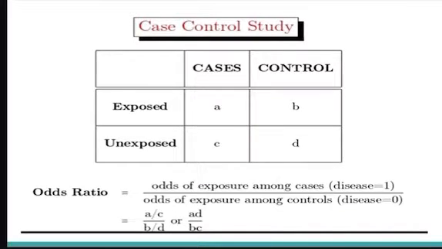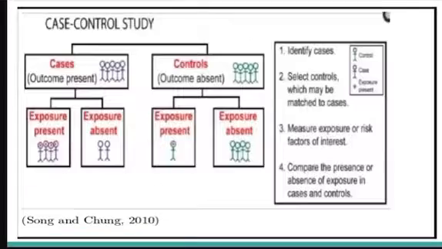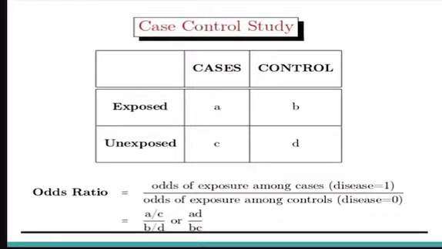How do I find the odds ratio? Why am I finding the odds ratio? Because I actually want to test if the odds ratio is equal to 1 or not. Now, I'm going to compute the odds of exposure among cases, those who have the disease, and I'm calling that odds 1, divided by the odds of exposure among controls. How do I find the odds of exposure among cases?